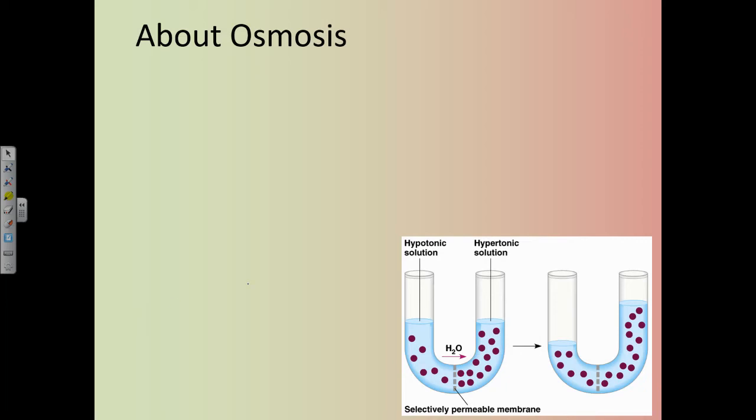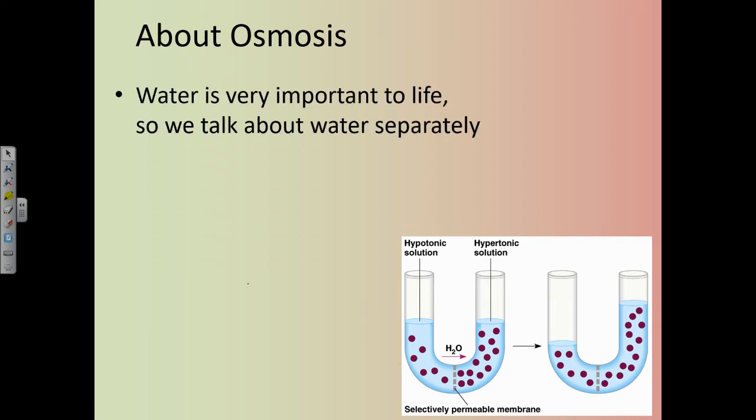This is the second part of the PowerPoint presentation. In the first section we covered diffusion, facilitated diffusion, and active transport. I want to spend a little bit of time on osmosis, since osmosis deals with water. And if water is very important to life, we need to talk about it separately.